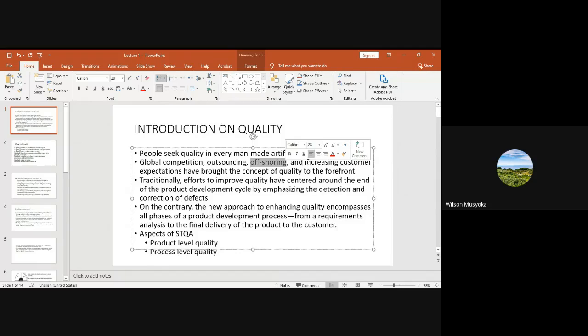And then the increasing customer expectations, whereby a customer knows what they want. It is no longer the aspect of the developer knowing what the customer wants or developing a product and then delivering it to the customer. No, right now it is the aspect of the customer giving you what they want and then you develop that. So that is why we are talking about quality. That is why this unit is important for us to understand what quality is all about.